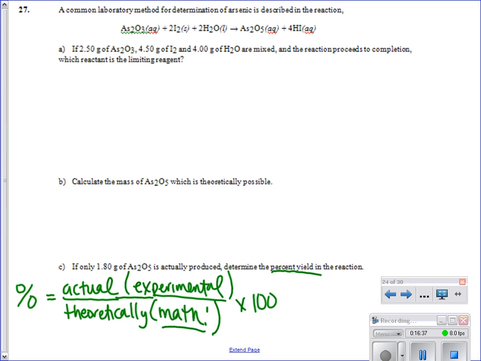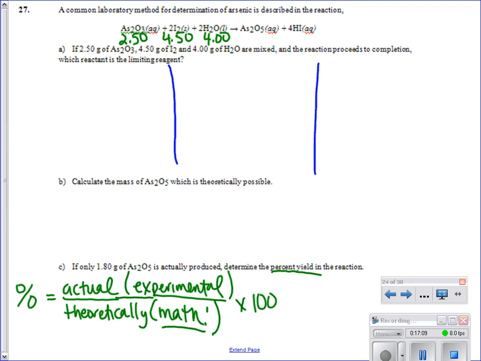So let's start this problem. It says if 2.50 grams of As2O3 and I2 is mixed, and the reaction proceeds to completion, which is the limiting reagent. So that's its own problem. I'm going to go ahead and write the grams under each of these because, again, I don't want to have to read this every time. And I've got my grams now underneath each, and I want to figure out limiting reactant. So easy. Do a little chart here. I'm just going to split this into 3.